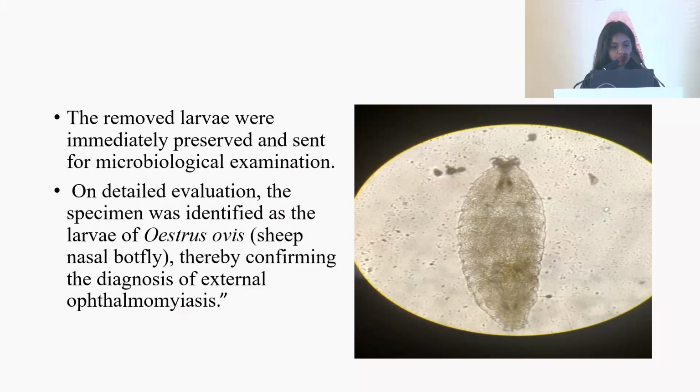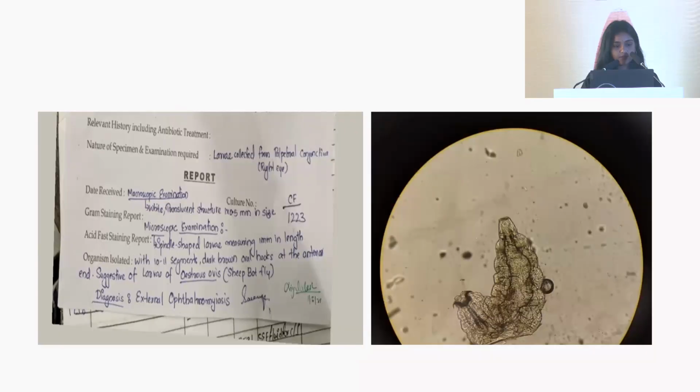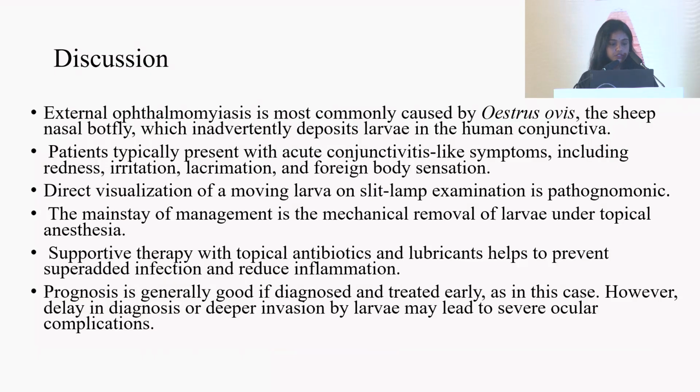On detailed evaluation, the specimen was identified as larvae of Oestrus ovis, that is the sheep nasal botfly, thereby confirming the diagnosis of external ophthalmomyiasis. This is the microbiological examination report showing spindle-shaped larva, 1 mm in length, with 10 to 11 segments, dark brown, and with anterior hooks. Coming to the discussion, external ophthalmomyiasis is most commonly caused by Oestrus ovis, the sheep nasal botfly, which inadvertently deposits larvae in the human conjunctiva. Patients typically present with acute conjunctivitis-like symptoms, including redness, irritation, lacrimation, and foreign body sensation.